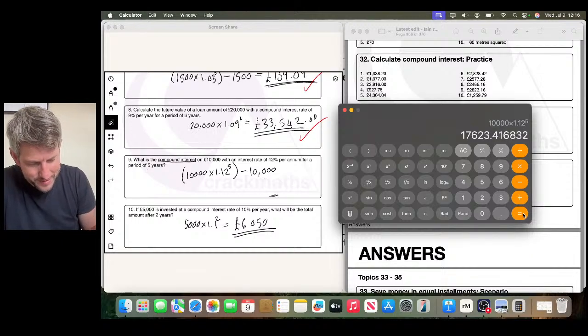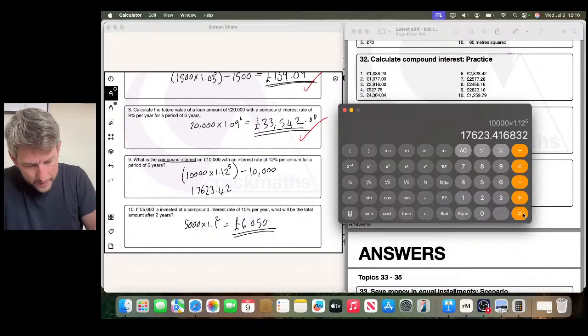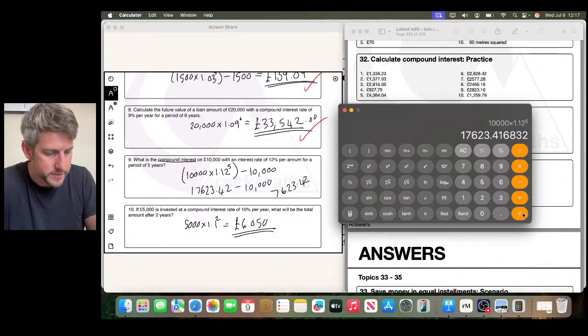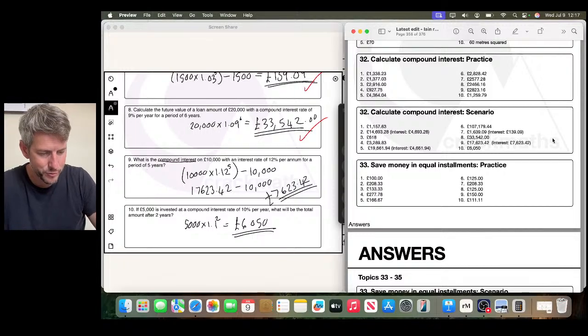What did I do? Right, so this equals... Can't even write the numbers right. 17,623.42. Take away 10,000, which would be £7,623.42. Okay, does that now agree with what they've said? It does. Perfect. Okay, right, so that is correct after all. Well, that's good. I didn't make it wrong.